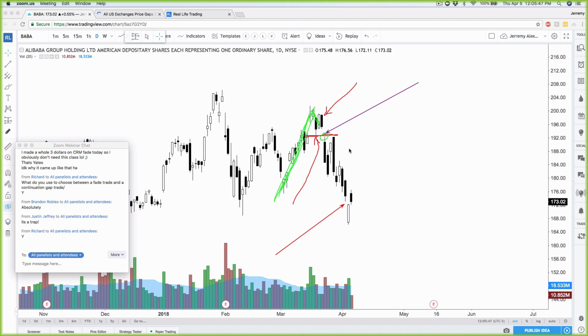So when that gap comes in, it traps people. That's a fantastic gap. A lot of people are scared. A lot of people are losing money. It's a wonderful, wonderful gap.